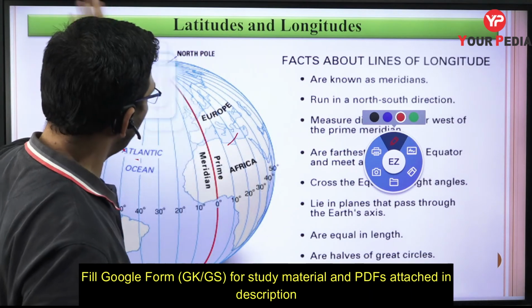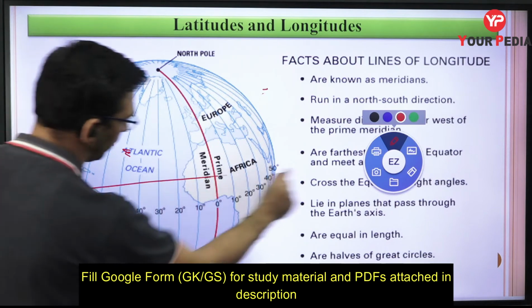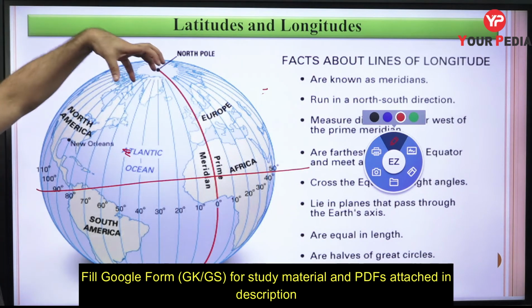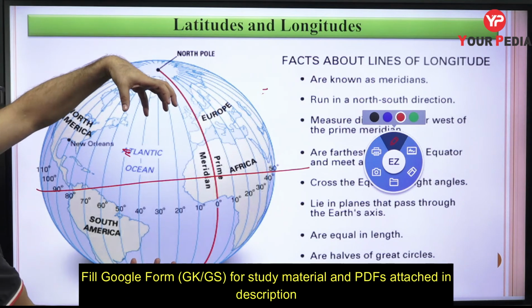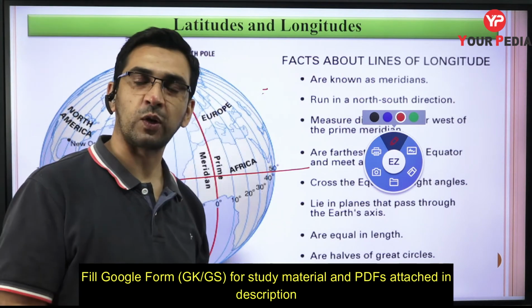Same way, when we cut it from the equator, what do we say? Northern hemisphere and southern hemisphere, with respect to what? The equator.